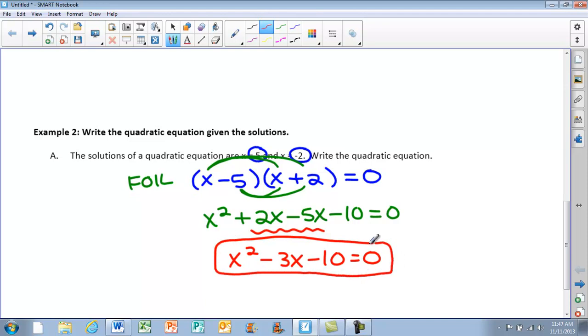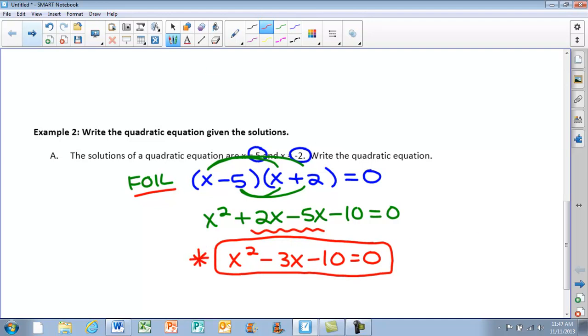If you guys wanted to be sure this was correct, you could go through and factor it. And when you solved, you would end up with positive 5 and negative 2 as your solutions. Also recall, instead of using the FOIL method this way, you also could have gone through and set up your box. Either way, we would still end up with our same equation for our final answer.